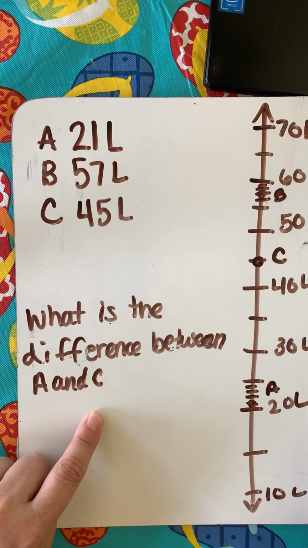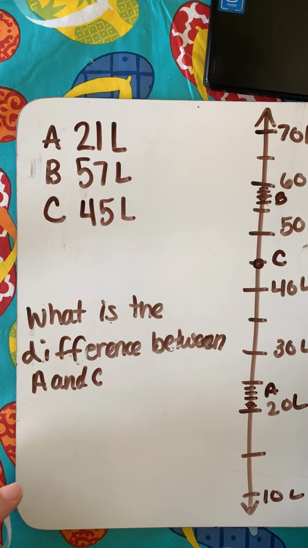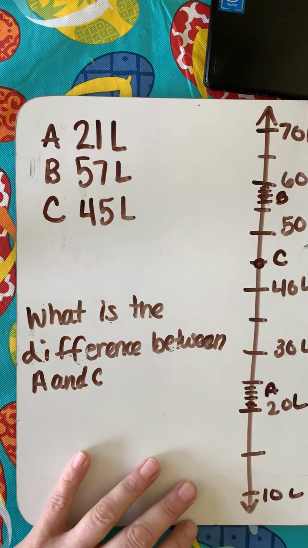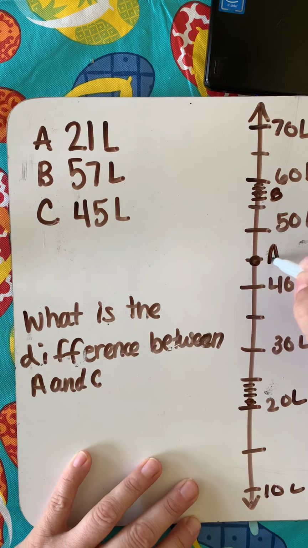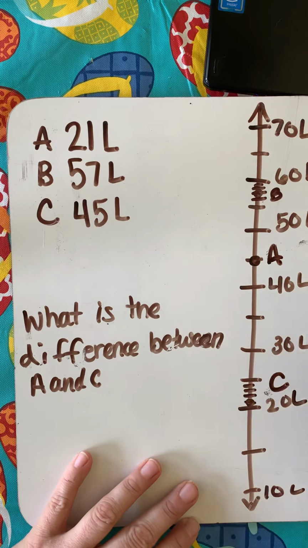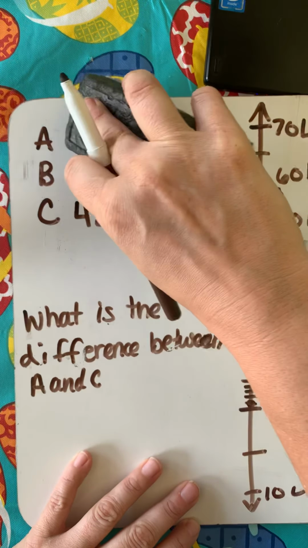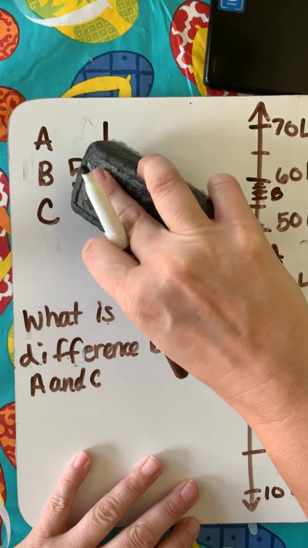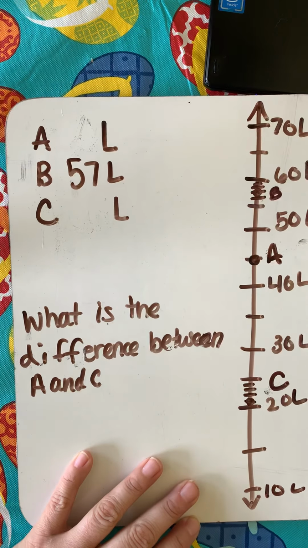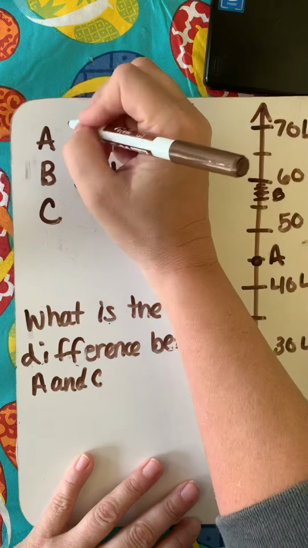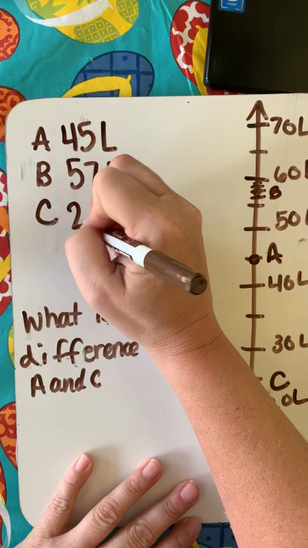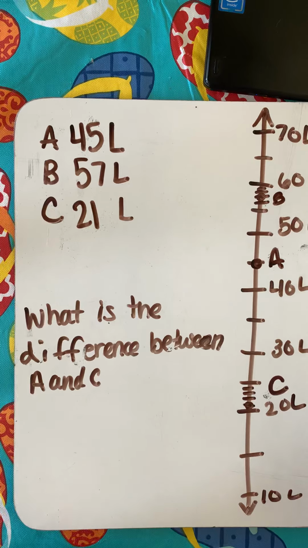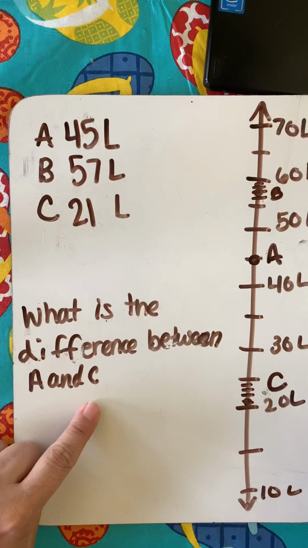Now, oh, I labeled these wrong. Hold on, let me look and make sure. Oh, I did label these wrong. This should be C. Oops. And that makes more sense now. A and C. So I'm going to switch A and C around because that's my fault. I labeled those incorrectly on my number line. So A is 45 liters. That makes more sense. C is 21, and B is correct at that one. So let's find the difference between A and C.